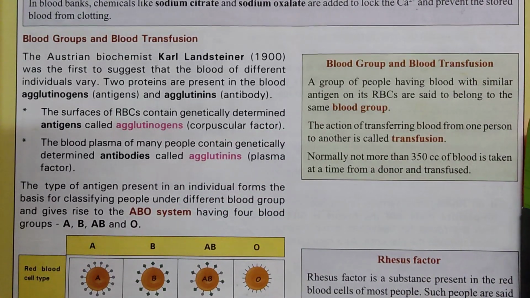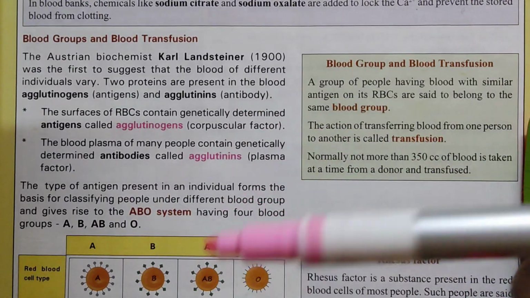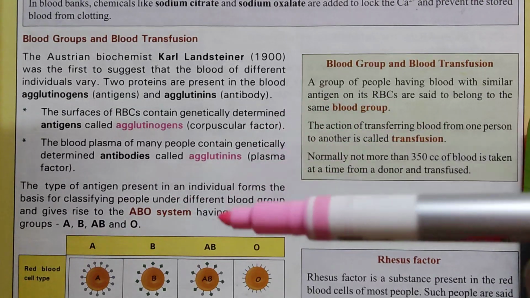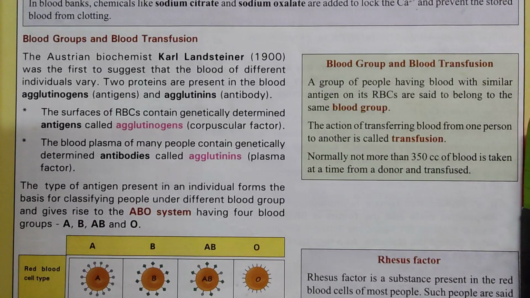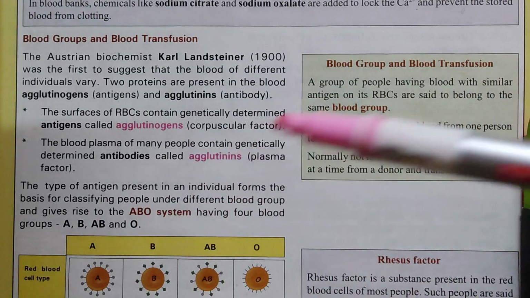Now see the type of antigen, the agglutinogens, present in an individual. It forms the basis for classifying people under different blood groups and gives rise to the ABO system having four blood groups. Generally, what do we see? That there are four types of blood groups. What are they? A, B, AB and O.